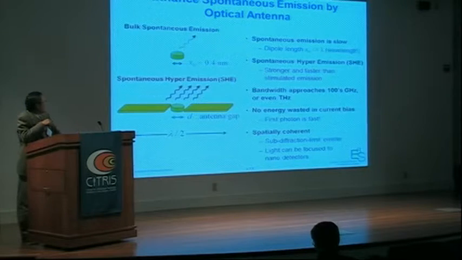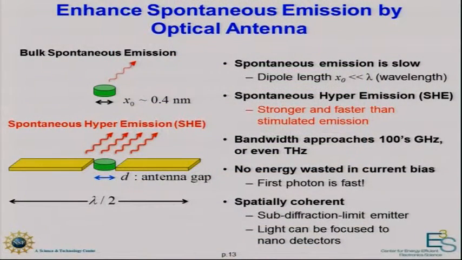Now, using nanostructures, if we, for example, attach an antenna to this nano emitter, very much the same way we attach a cell phone antenna to a power amplifier, we can make the radiation a lot more efficient, and potentially we can even make it go faster than a laser, than stimulated emission, with potentially even stronger emission, meaning more light coming out. And Eli has performed some fundamental calculations showing that the fundamental bandwidth is approaching hundreds of gigahertz or even terahertz. And more interestingly, since we don't need to bias it, it doesn't have a threshold. So we say the first photon is fast.